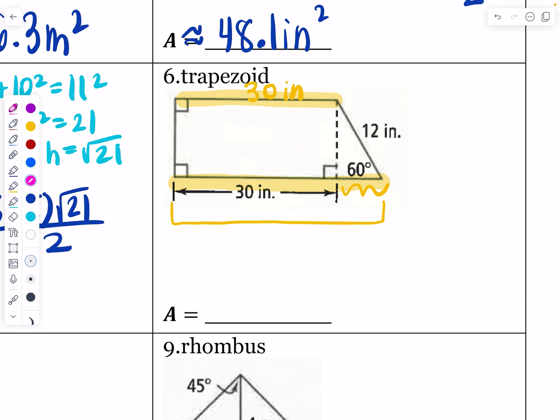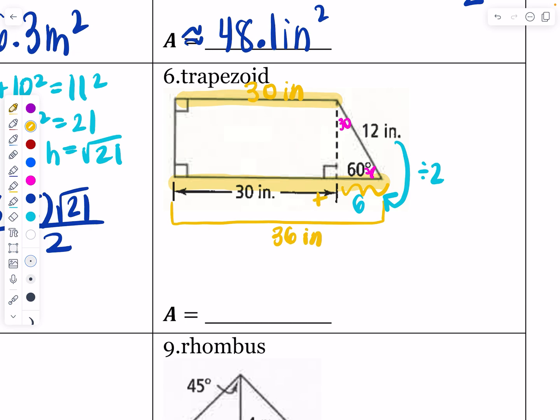But I do notice that this is a 30, 60, 90 triangle where this part is the 60, this part is the 30, and I have my hypotenuse. So how do I go from my hypotenuse to my short leg in a 30, 60, 90 triangle? I'm going to divide by 2. And so that gives me 6 for this piece. So that gives me an entire base of 36 inches because we did 30 plus 6.